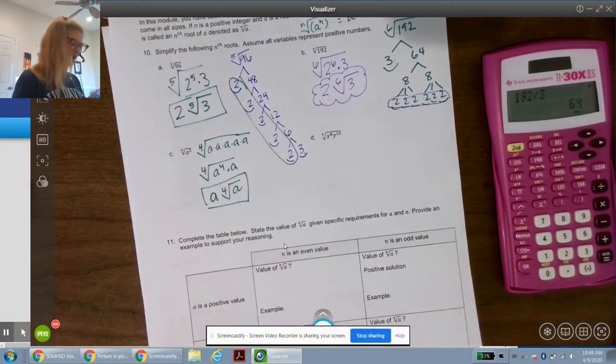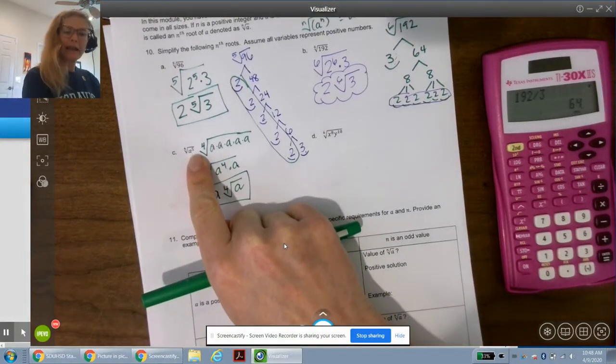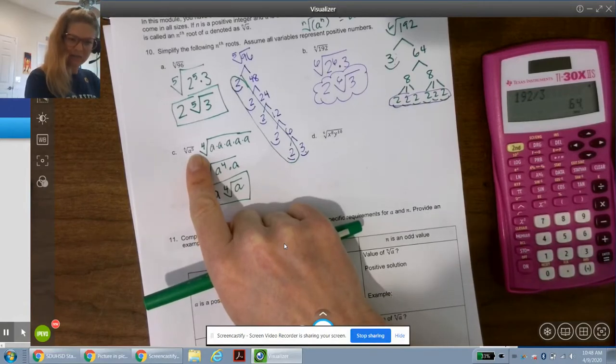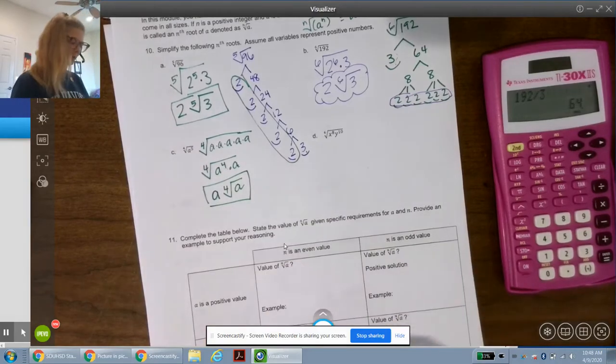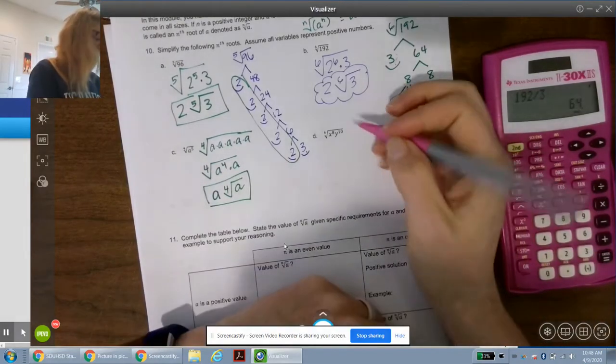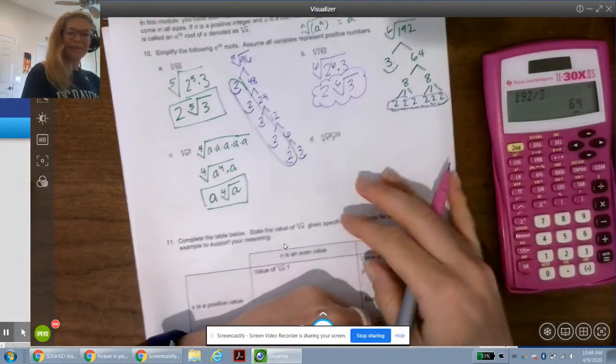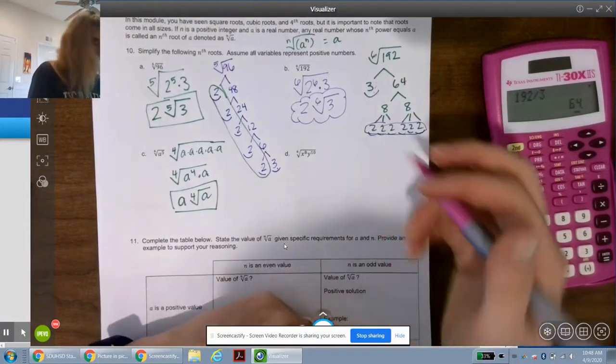Great work. If this was a negative inside, would there have been an answer? No, there wouldn't, because this is an even index. Perfect. So let's take a look at the next one. This is probably one of the more challenging ones, but nothing you guys can't do. So let's take a look.